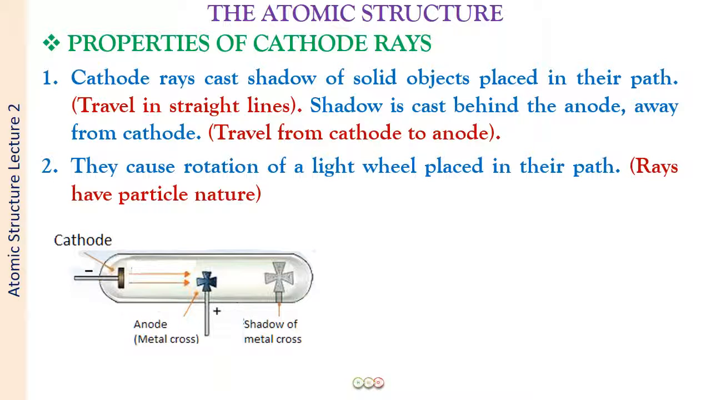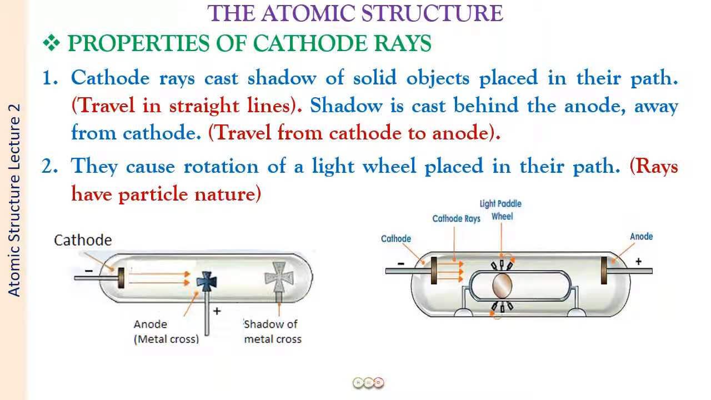And then they cause the rotation of a light wheel placed in their path. This was a light paddle wheel made of a very light material like mica, and it was so light that the cathode rays could cause its rotation. Basically, if it is causing a rotation, this showed that the cathode rays had a particle nature, plus they had a high kinetic energy, which causes the rotation of the light paddle wheel.